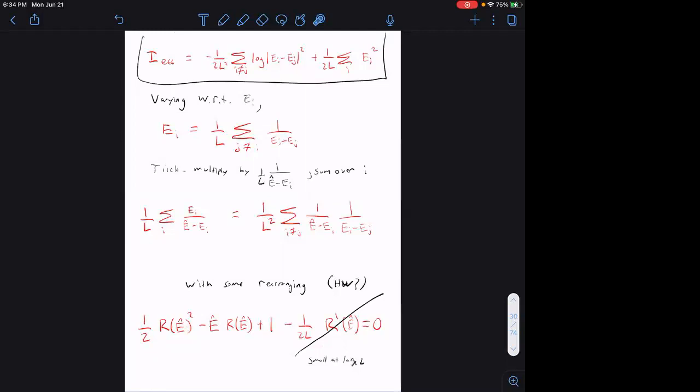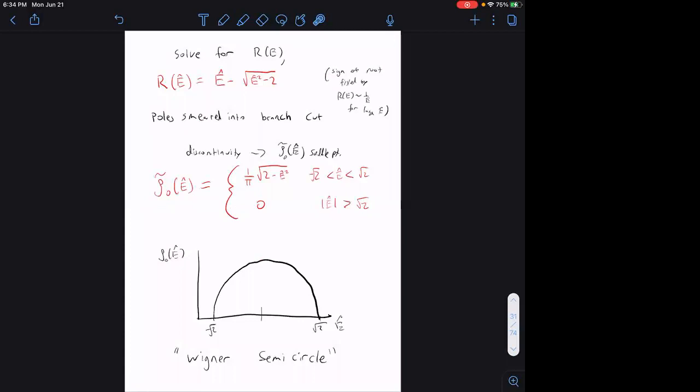So the equation that we find resulting from the equations of motion is like a quadratic equation for the resolvent, plus a term which is like R prime divided by L. But L, we're going to take to be very large. We're taking the number of eigenvalues, the size of the matrix, to be very, very large. Then we expect that this term is small and can be ignored. That means we're left with just a nice, simple quadratic equation for the resolvent. And we can solve for the resolvent, and we find this thing here. Okay, so this is the saddle point value for the resolvent.